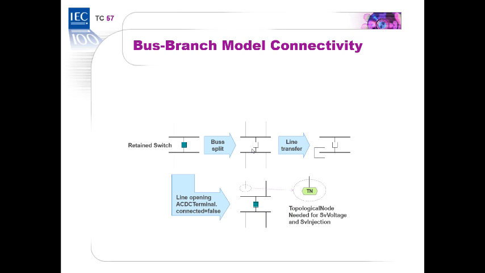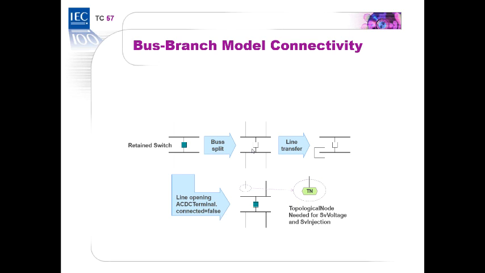You can simulate bus splits easily, but you cannot do line transfer easily. Then you need actually to do a model change in the bus branch world. So you need to take the model and actually change it so that the transferred line is now moved from one of the buses to the other.